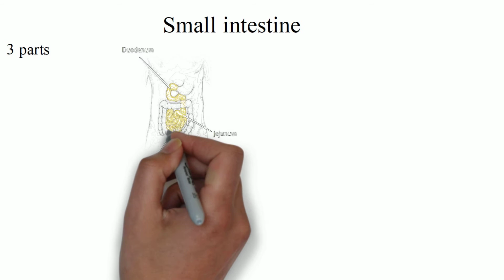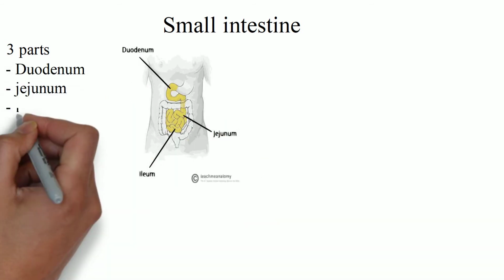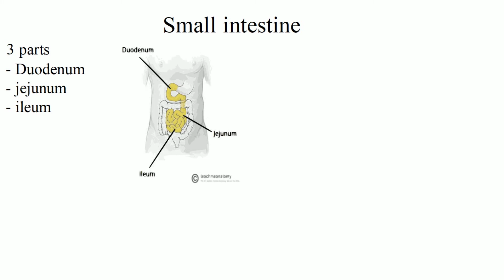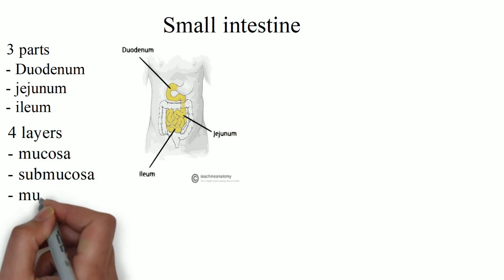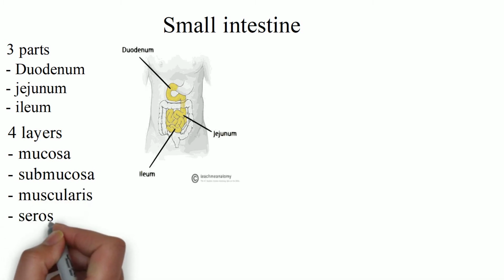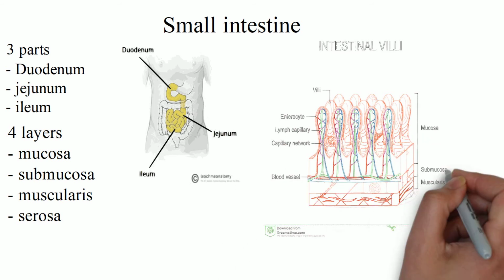So let's begin. The small intestine consists of three parts: duodenum, jejunum, and ileum, as you all know. It also consists of four layers: mucosa, submucosa, muscularis, and serosa. So we will see all these layers one by one and what cells each layer contains. Our first layer is mucosa.